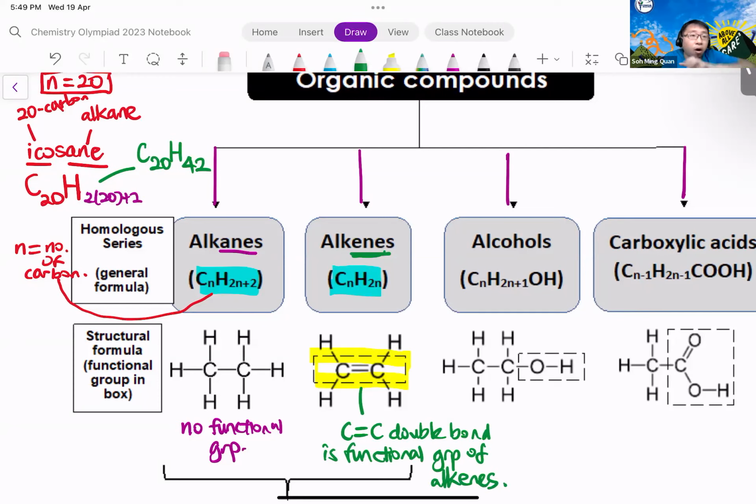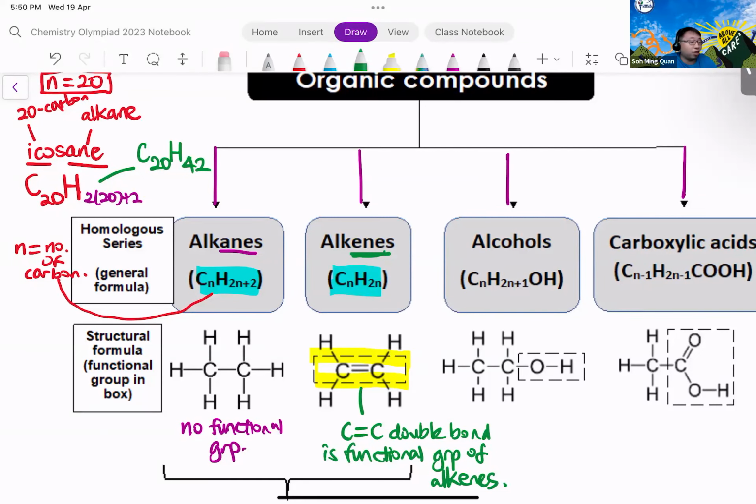All alkenes must have one and just one carbon-carbon double bond. So I repeat, all alkenes must have just one carbon-carbon double bond. Even if the alkene has 4 carbons, it only has 1 double bond between the carbon atoms. Later on, we will draw the alkenes out for you to see. Then you must be wondering, how come alkene is only CnH2n? Where did the plus 2 go?